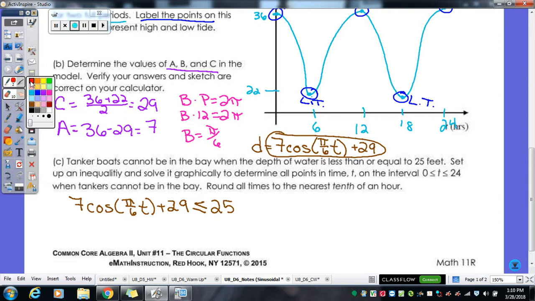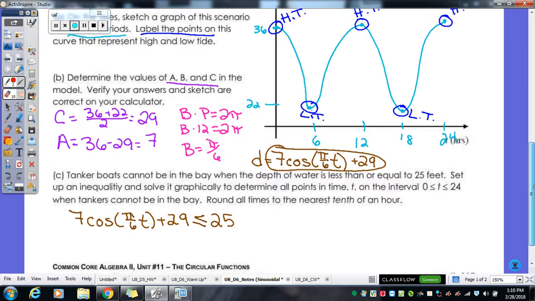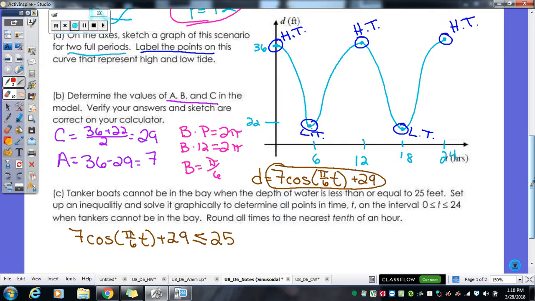Now, if we're looking at the graph, less than or equal, I'll show you in a second. So on the graph, that means here approximately is 25. So they can't be in the bay from this time to this time, or this time to that time. So we got 2 sets of times when they cannot be in there in a 24-hour period.